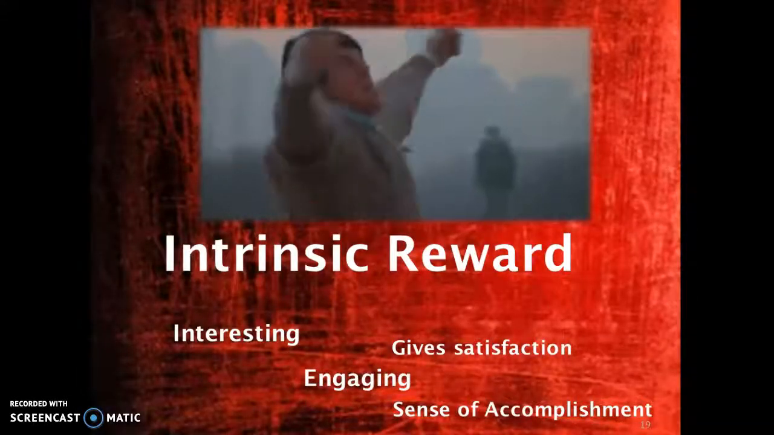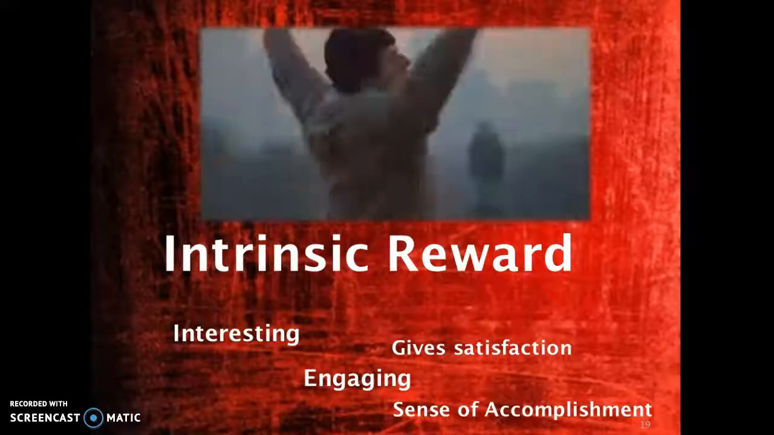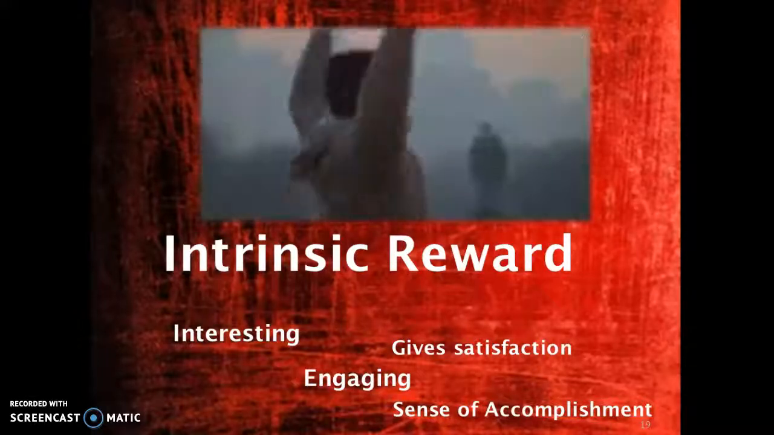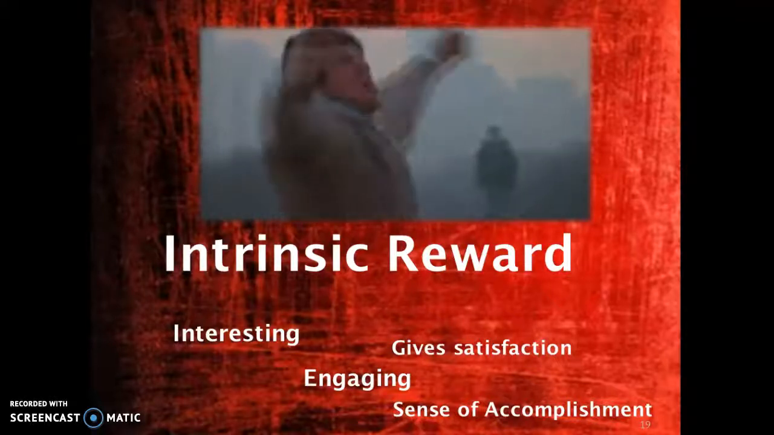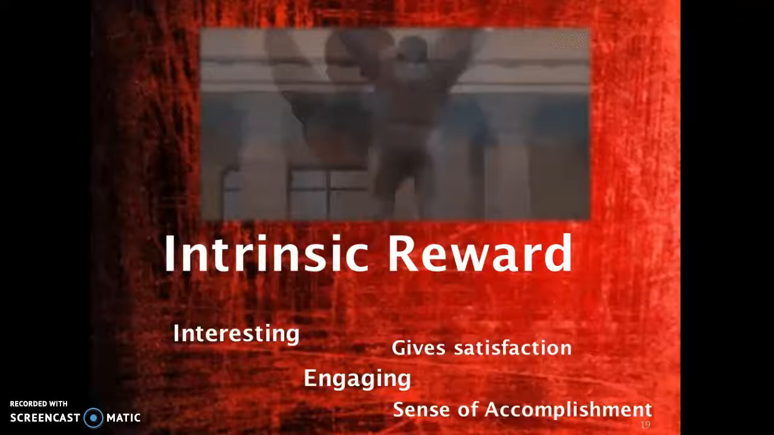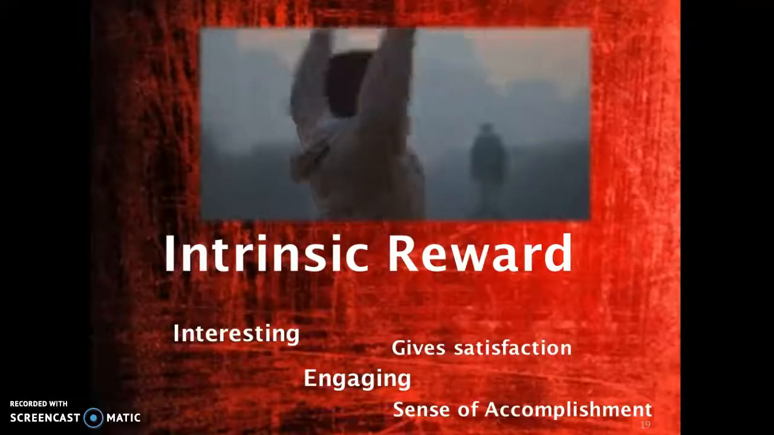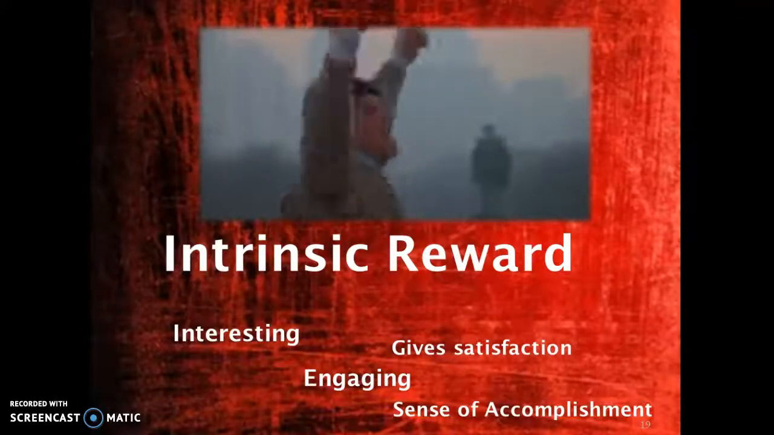Last but not least, students earn intrinsic rewards. They find themselves interested in what they're doing. They have a sense of accomplishment. It gives them satisfaction. Students get to see their achievements, and that's such a great reward.